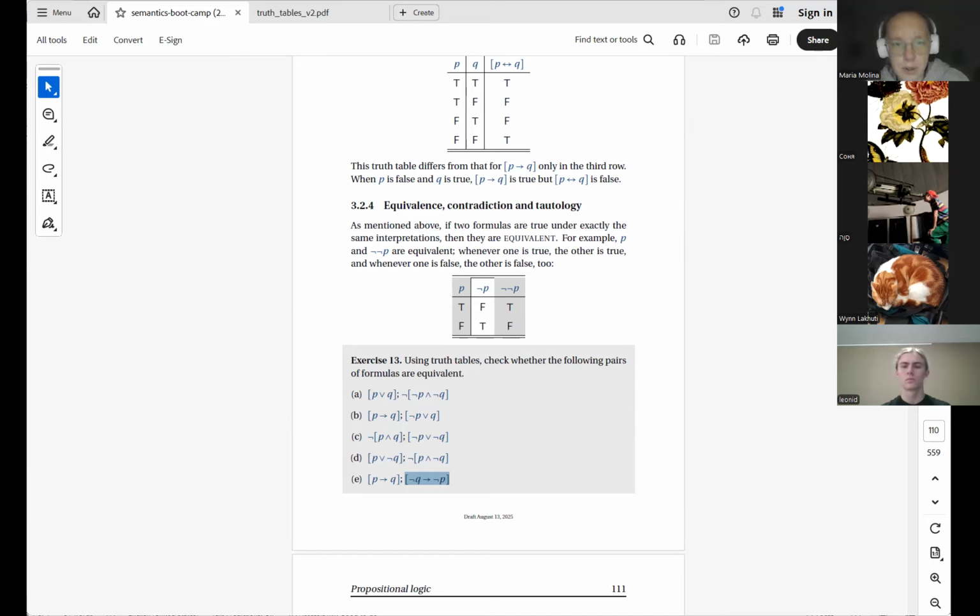The contrapositive reverses the direction and negates both parts. This is what the contrapositive is.